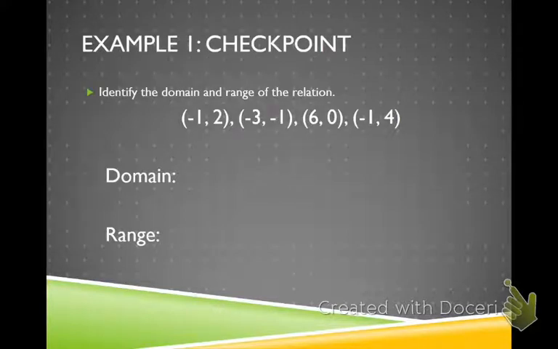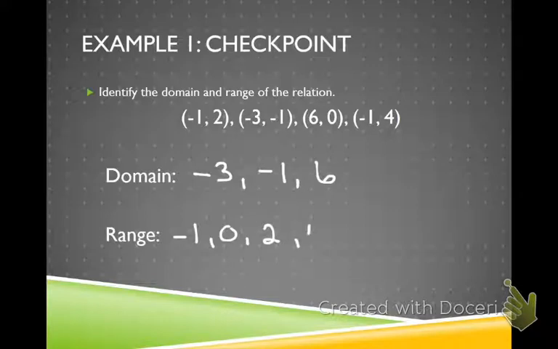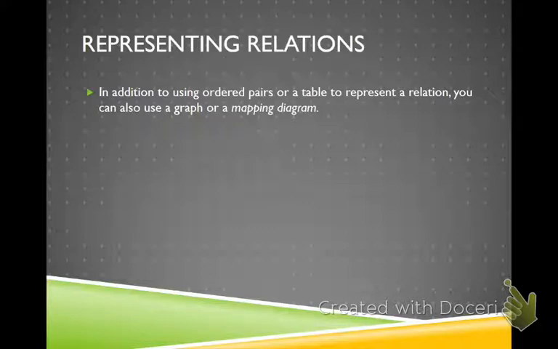Okay, so the domain, what's the smallest value in your domain? It's -3. Then what? -1. Now, I do see 2 -1s here, but that's okay. I'm only going to write it once. And then what? 6. All right, so I've listed my domain. What about my range? -1, 0, 2, and 4. All right, domain and range. Like I said, 3 problems like that on your homework tonight.